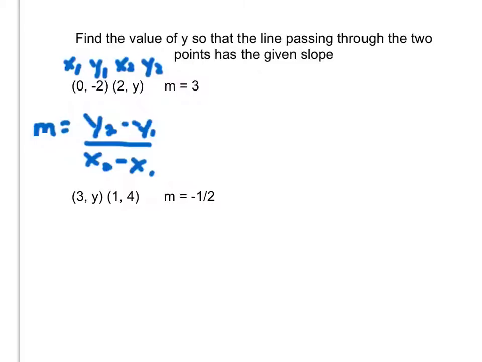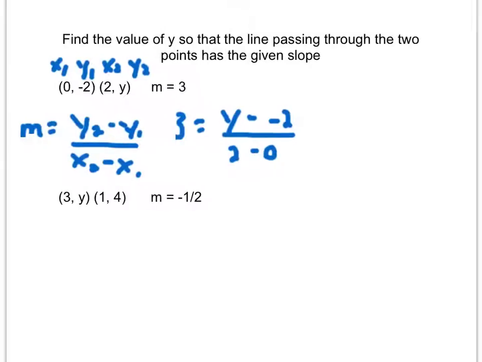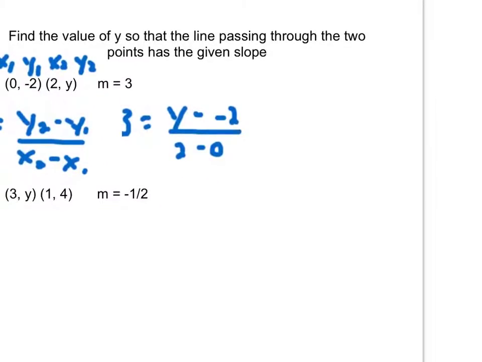Well, and I know the slope is 3. So I'm going to plug all that into this formula and then solve for my variable. So m, the slope, is 3. That's got to equal my y2, which was y, minus y1, which is negative 2, over x2, which is 2, minus 0. Now we'll adjust this a little bit. We'll change our subtraction to addition on the top, so I get 3 equals y plus, the opposite of negative 2 is positive 2. And on bottom, 2 minus 0, well, that's just 2.